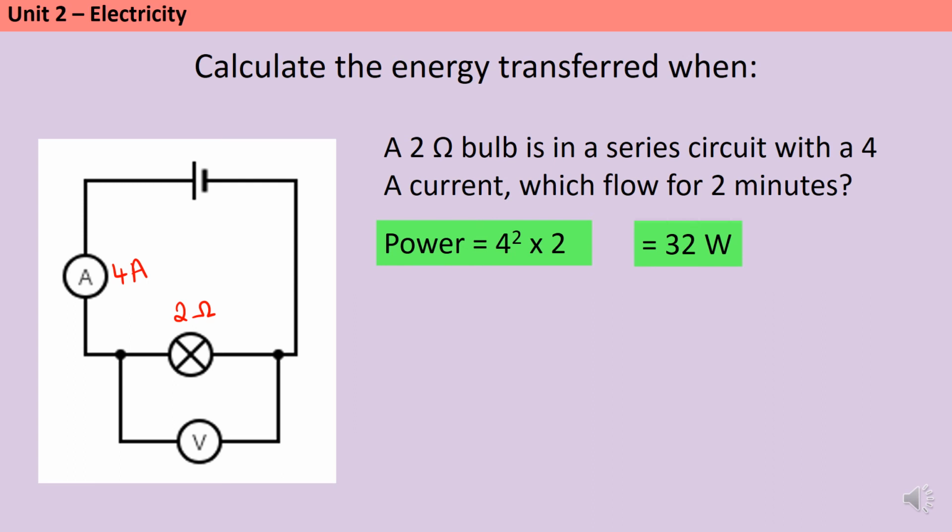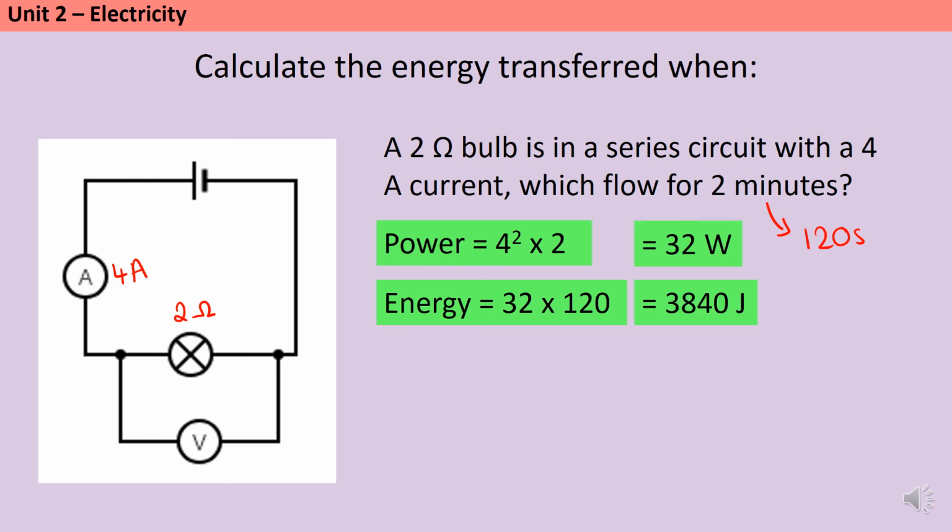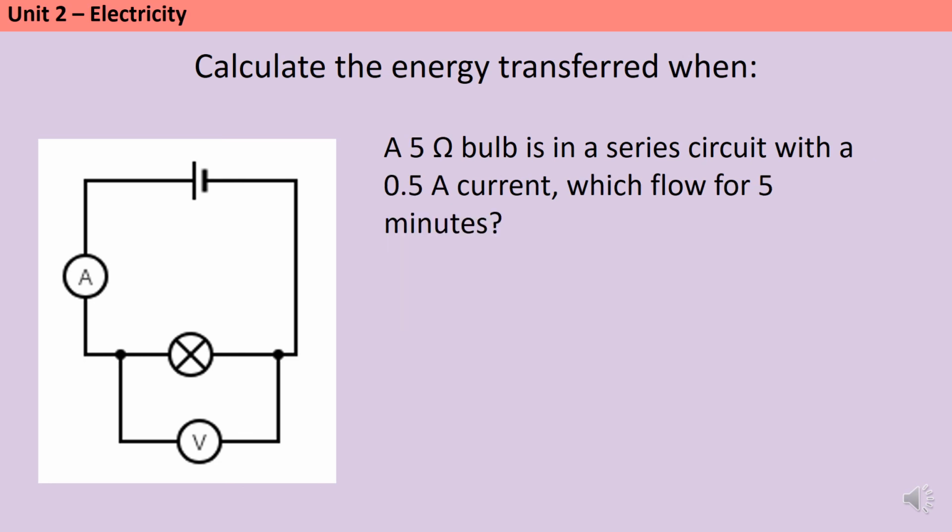Then I can take this time of 2 minutes and convert that into seconds, so 120 seconds, and I can use that together when I know that energy is power times time, so 32 watts times 120 seconds tells me that 3,840 joules of energy are transferred by that light bulb. Here's another question of the same type, so pause the video and see if you can calculate how much energy is transferred by this bulb.